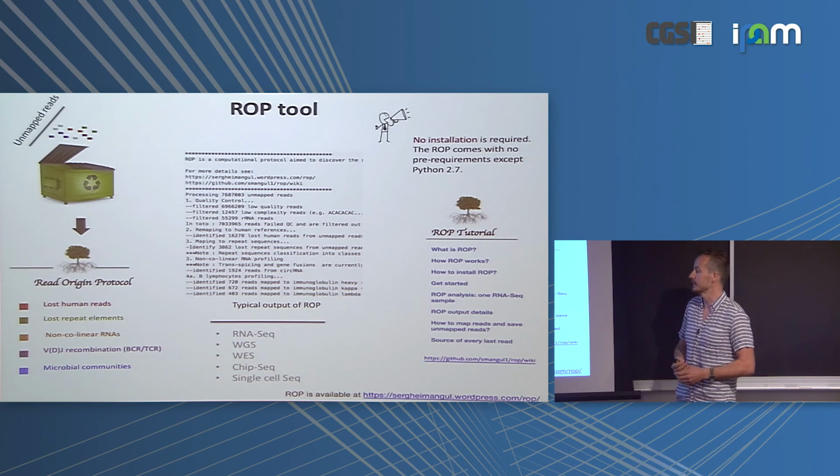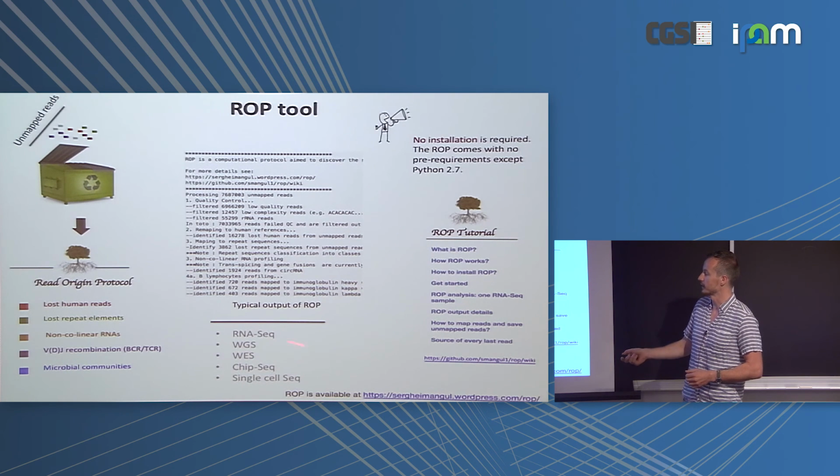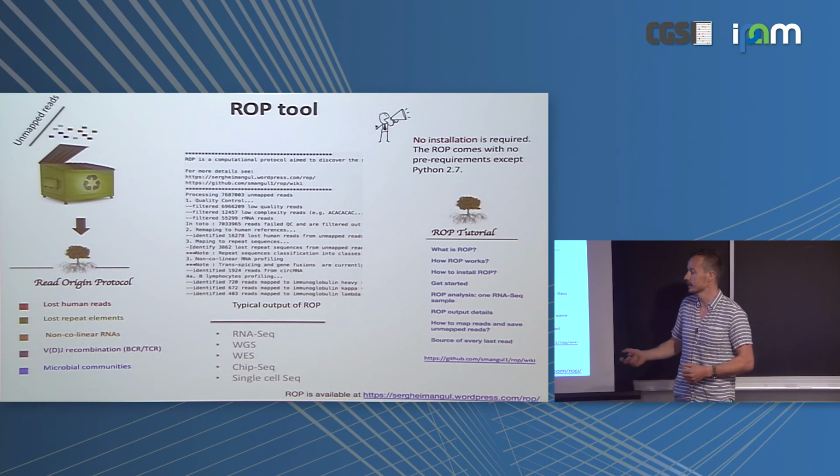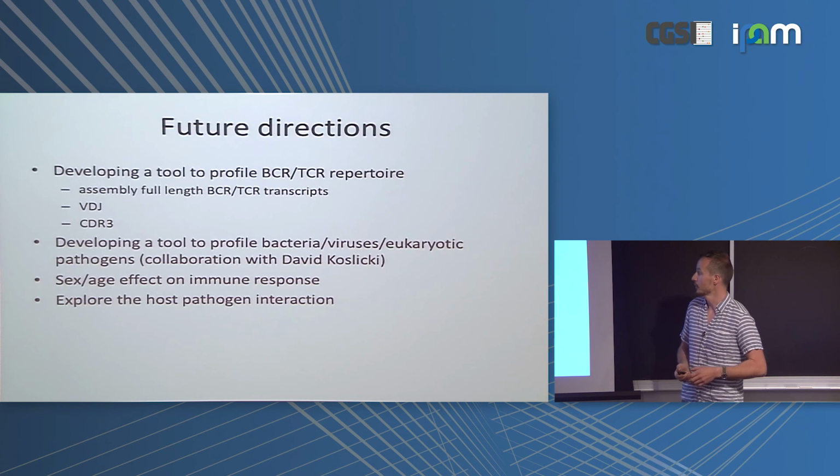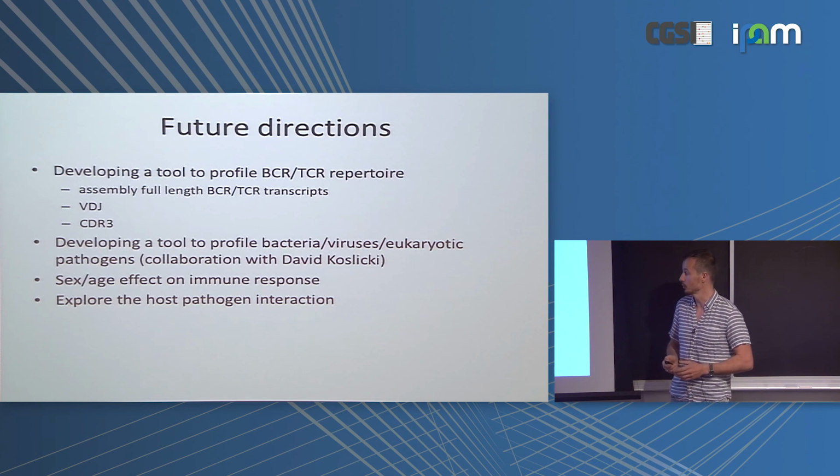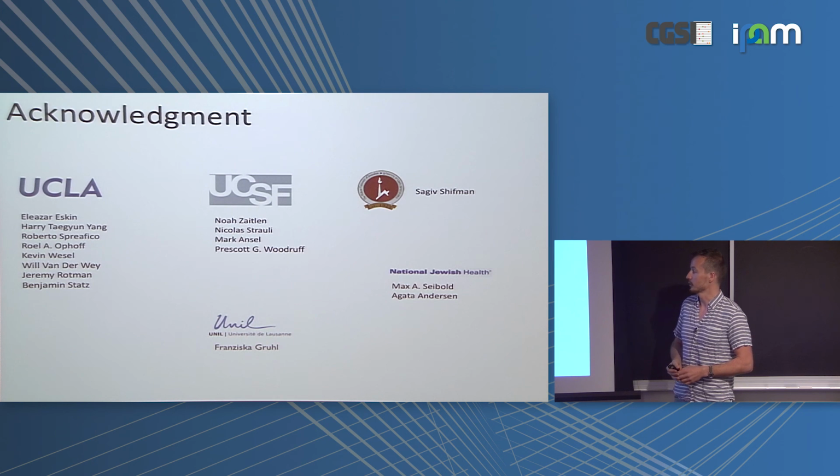So far, we look at RNA-seq. We got some requests from Australia to run this protocol for ChIP-seq. Single cells will be quite interesting for the protocol. There are future directions: we're extending, and with David, we're working to profile the bacteria, viruses, and eukaryotes, making a standalone tool.